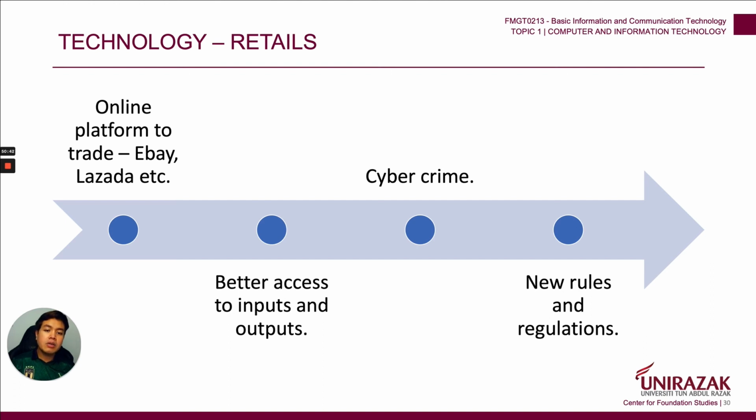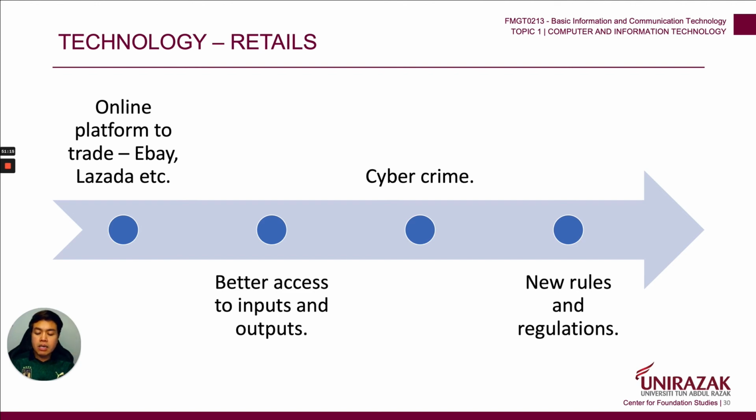You can buy Nike, Adidas, Coach, Puma, LV, even Apple products, Samsung products, whatnot, online. And then definitely you have better access to inputs and outputs, because thanks to the technology. For instance, better access to inputs. If you have a business and you want better quality supplies at lower cost, you can go online and check.